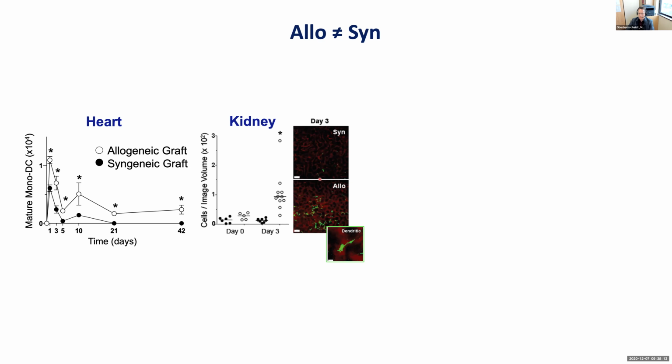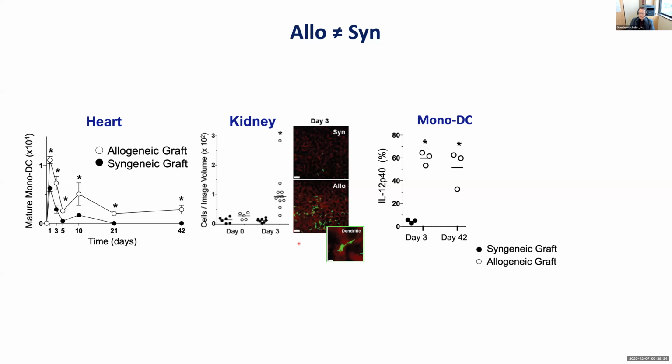This is intravital imaging of a kidney graft. And you can see that in the allogeneic graft, there are many more green cells, and this is GFP expressed under the CX3CR1 promoter, than in a syngeneic graft. And this is accordingly the quantitation.